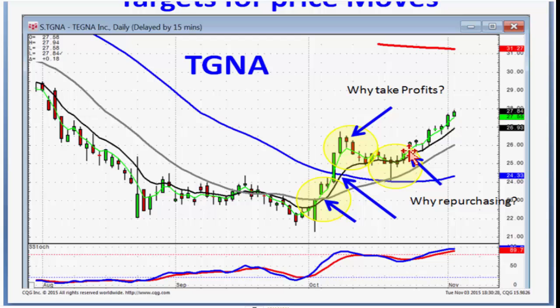What happened at the T line? If we got out of our position here, we're getting back in here. Why are we repurchasing? Because that's a J-hook pattern, and now what becomes our next target? The 200-day moving average.